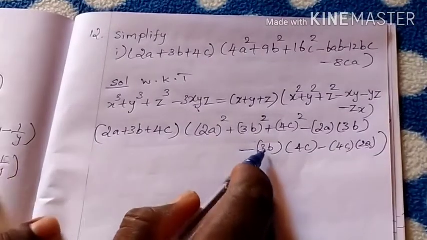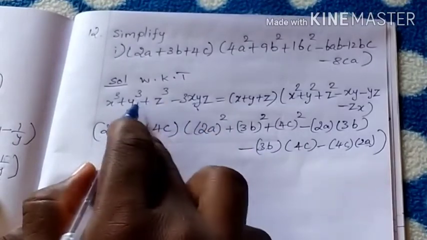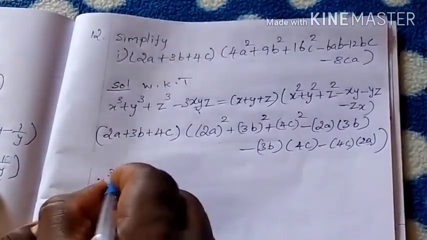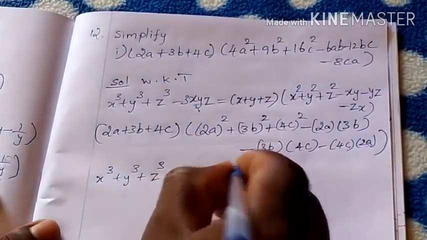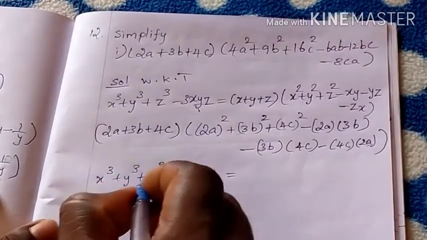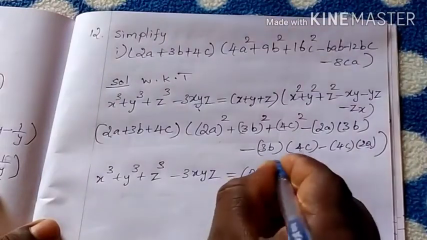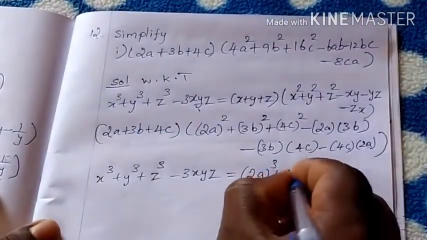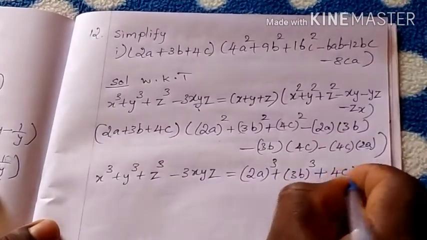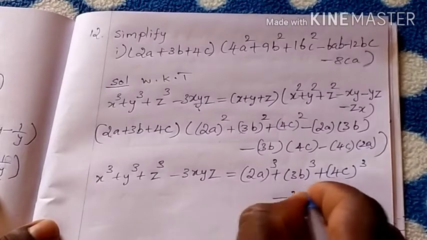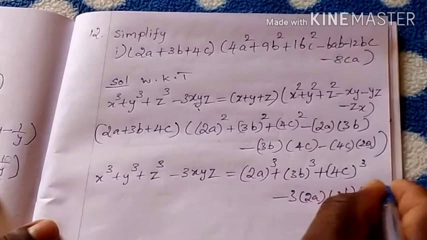Okay, this looks like an identity. Comparing the identity, the RHS is the same, so equating the LHS: x cube plus y cube plus z cube minus 3xyz, where x is 2a, so (2a) the whole cube, plus y is equal to 3b, (3b) the whole cube, plus z is equal to 4c, (4c) the whole cube, minus 3 into xyz, 2a into 3b into 4c.